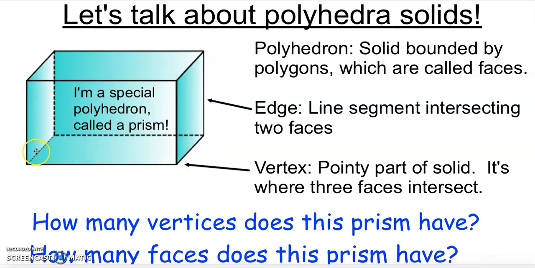In this case, this one has several vertices. It's got 4 on the bottom, and it's got 4 on the top. So this particular polyhedron has 8 vertices. And then we can count the faces. There are 4 faces going around it, and then there are 2 side faces. So this has 6 faces.